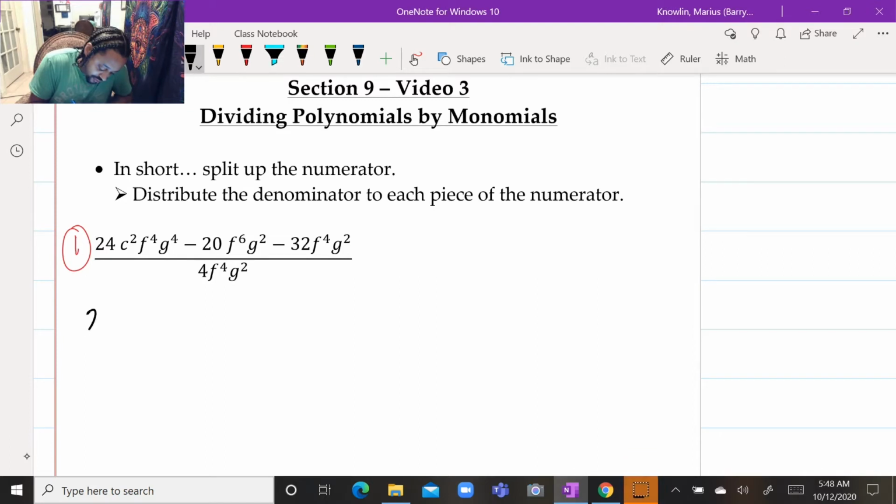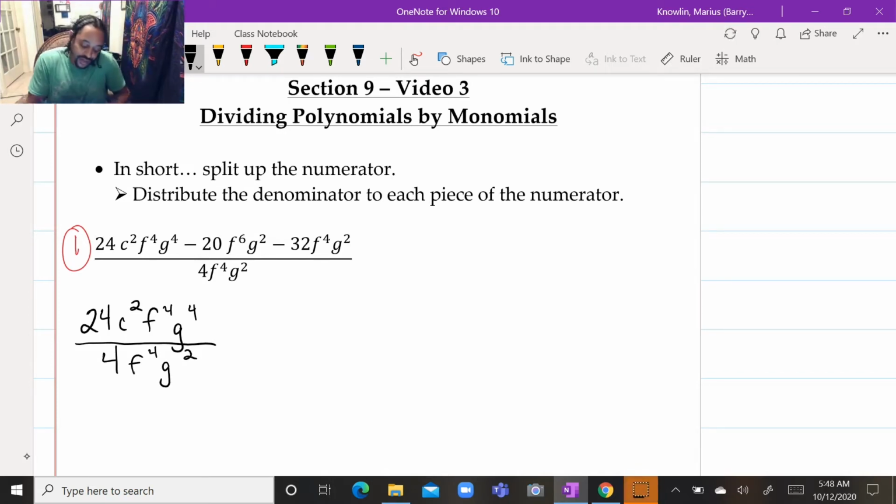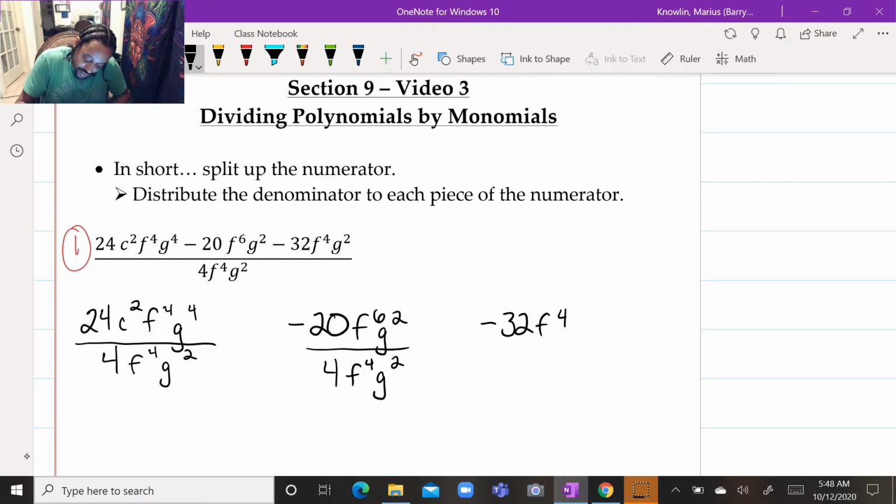So I'm going to have 24c squared f to the fourth g to the fourth divided by 4 f to the fourth g to the second. And then I'm going to do the next one: negative 20 f to the 6 g to the second divided by 4 f to the fourth g to the second. And then the last part: negative 32 f to the fourth g to the second divided by 4 f to the fourth g to the second.